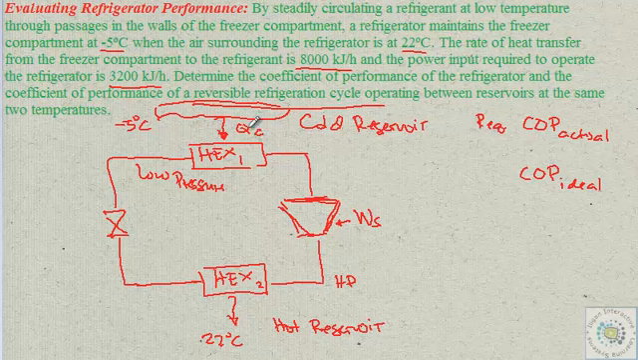You want to remove QC from your cold reservoir, because if you don't remove that, maybe you could not maintain your cold reservoir at -5. So in this case, how do you compute for COP?